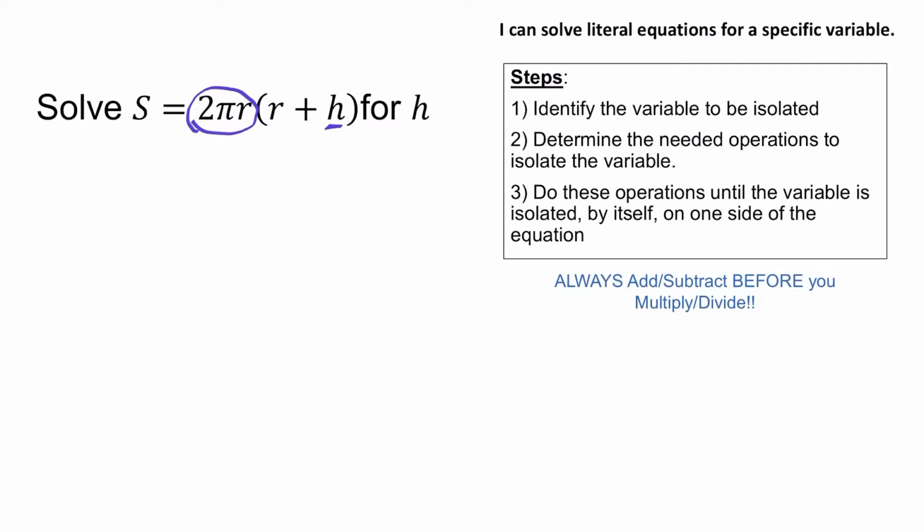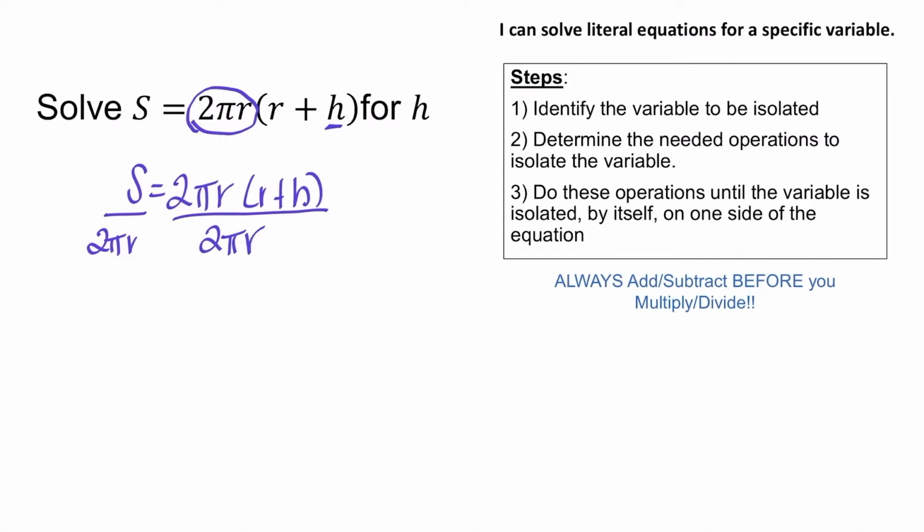Now 2 pi r is multiplying everything, so I can start off by doing the opposite, and I can just divide everything by 2 pi r. So I'm going to divide the left side by 2 pi r, and I'm going to divide the right side by 2 pi r. So that gives me s over 2 pi r equals, and then on the right side, this will cancel, and this will cancel, leaving me with just r plus h.